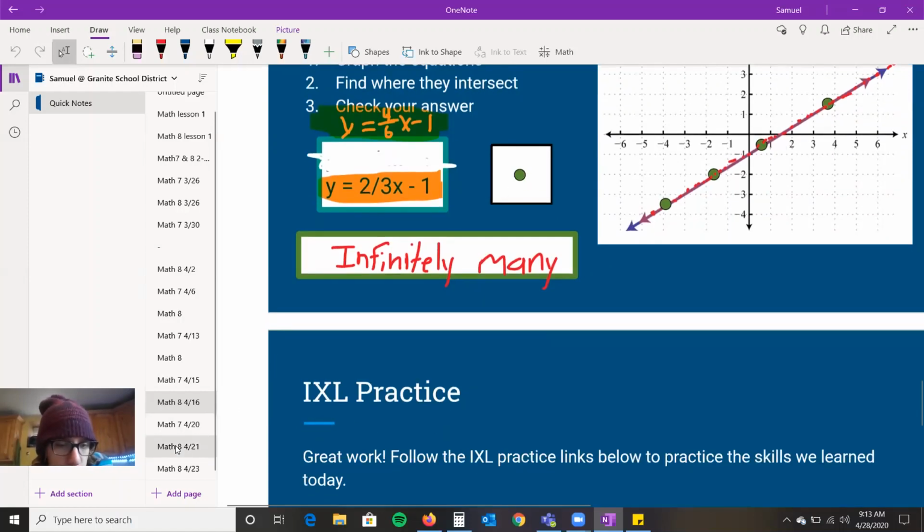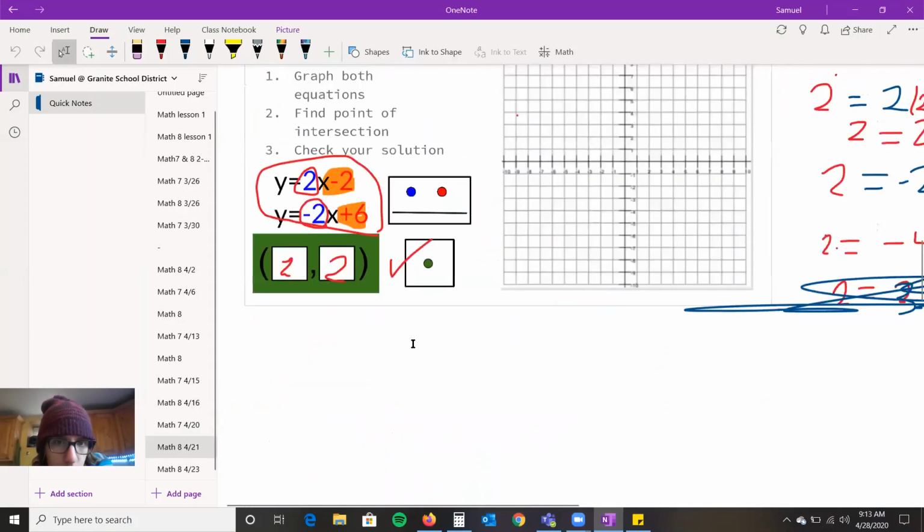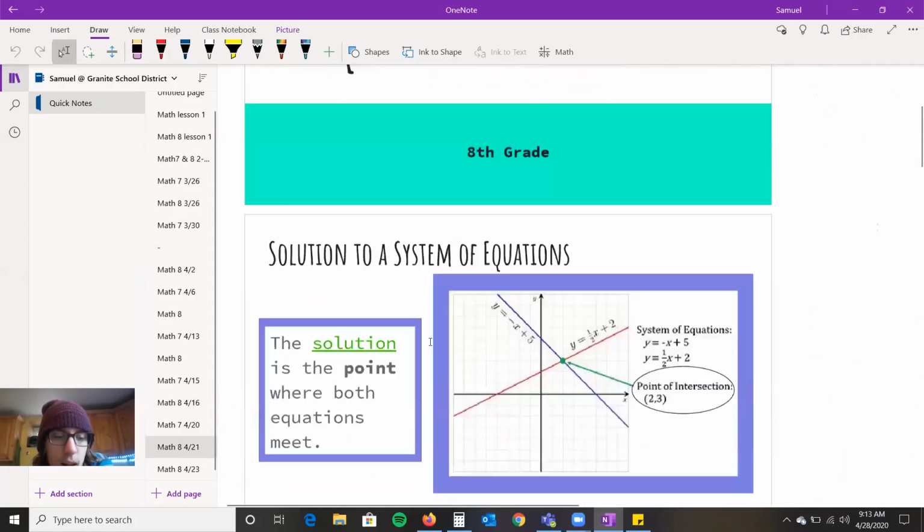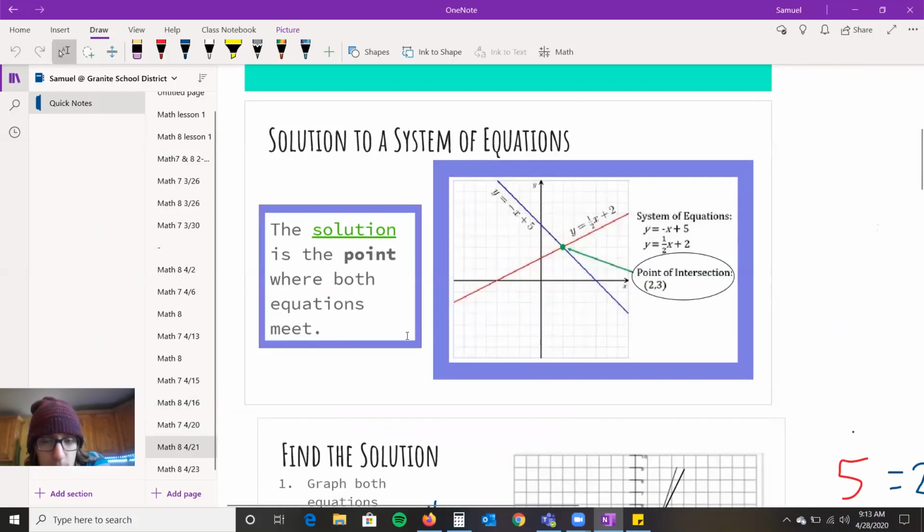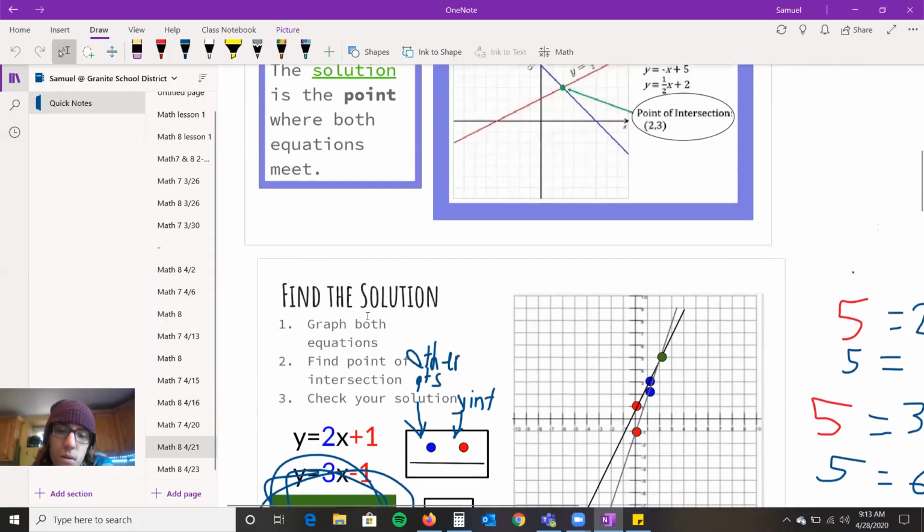And then the last thing that we went over and practiced was, what if we graph the lines? One was checking the solution with equations. Then it was, can we find the solution based off of a graph? And now we're the ones graphing both lines and then checking where they intersect.